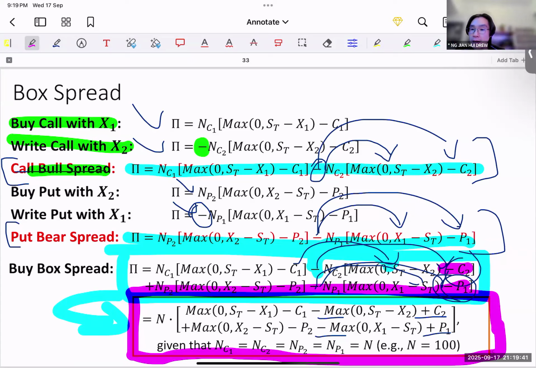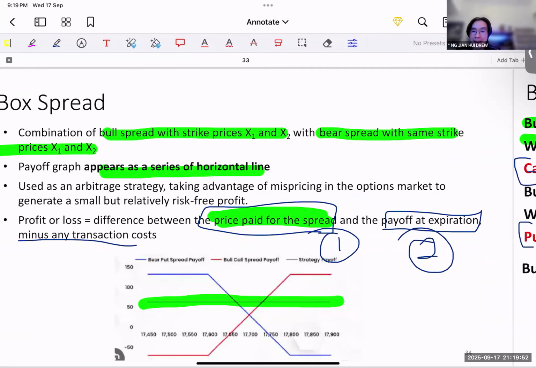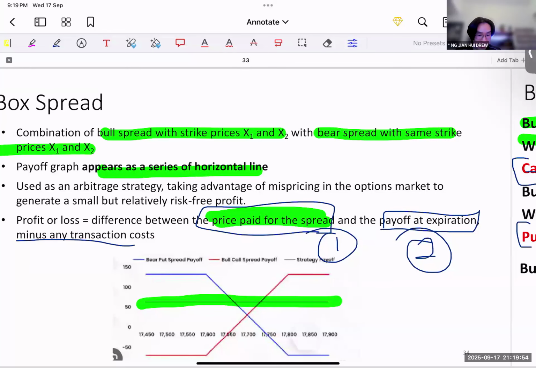Can you also highlight the profit area in the payoff chart? Okay, so you're talking about the box spread here, right? The payoff here. Yes. Okay, so the payoff is actually quite interesting.